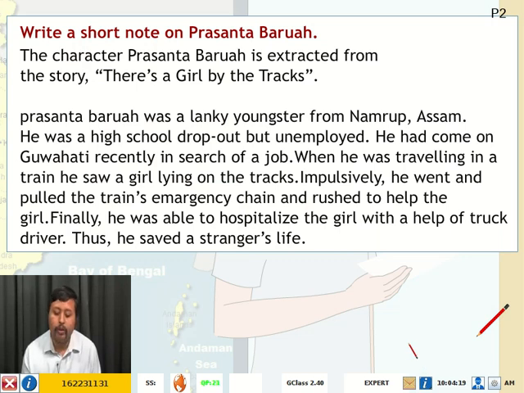Write a short note on Prasant Borua. The character Prasant Borua is extracted from the story There is a Girl by the Tracks. There is a Girl by the Tracks number 16 আছে, তারপর একটা character Prasant Borua তো উঠোয়া হয়েছে.